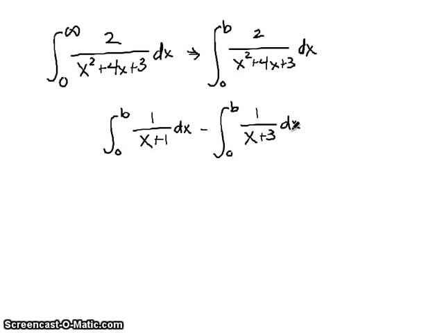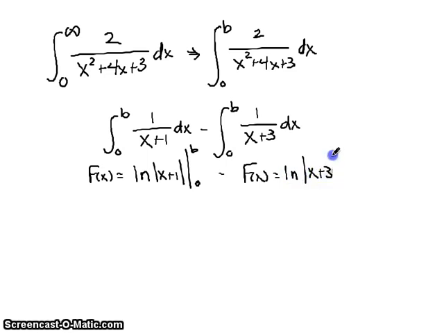Now we need to take the integrals of each of these things. We would use a u. The u's would be x plus 1 and x plus 3 respectively. Du for each of them would just be dx. So we can think about the integral of these things being our capital F of x being the natural log of the absolute value of x plus 1, evaluated from 0 to b, and minus capital F of x being the natural log of the absolute value of x plus 3, evaluated from 0 to b.